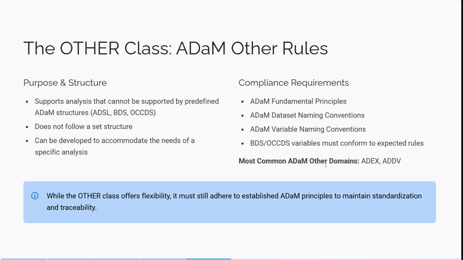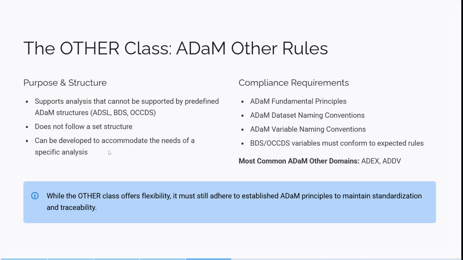What is the purpose and the structure of it? It supports the analysis that cannot be supported by the predefined ADaM structures, ADSL, BDS, and occurrence data structures, and does not follow a set structure. So there is no set structure for this one, and it can be developed to accommodate the needs of a specific analysis.